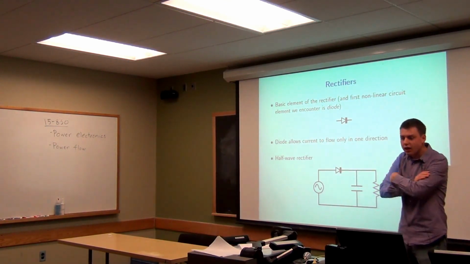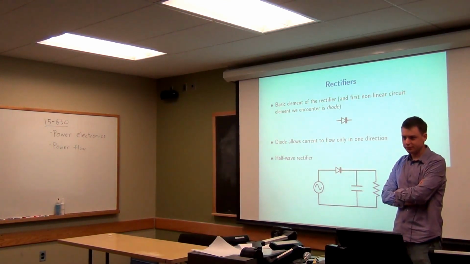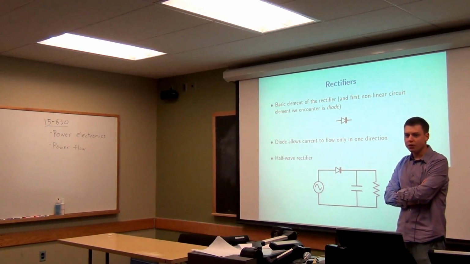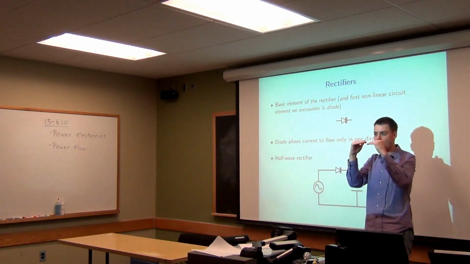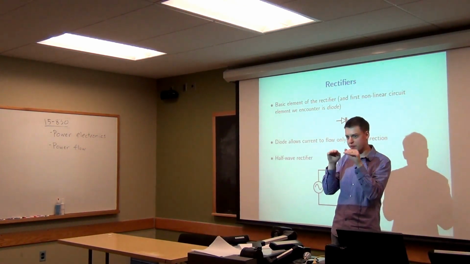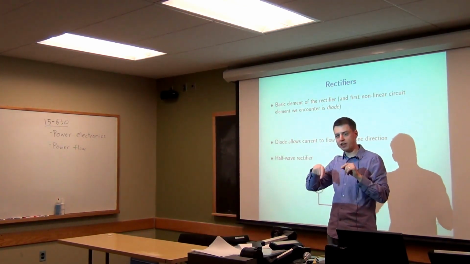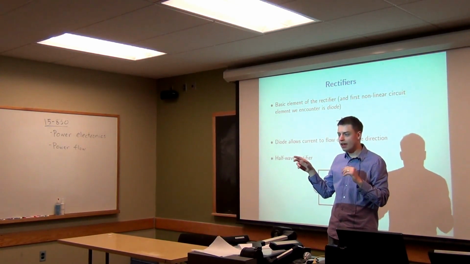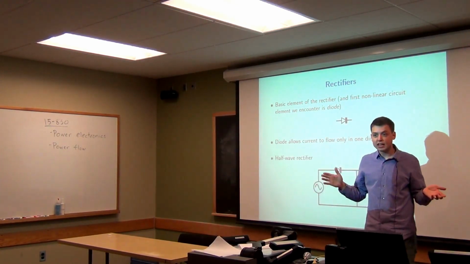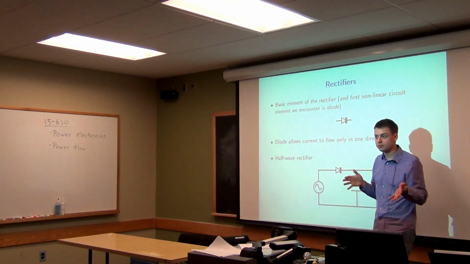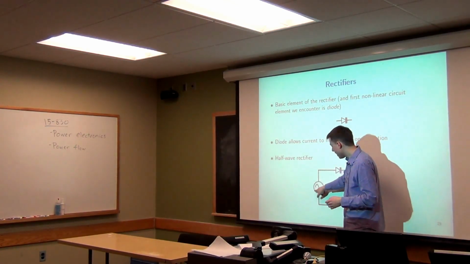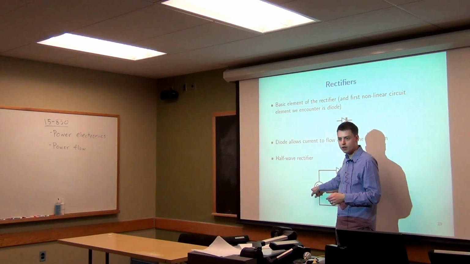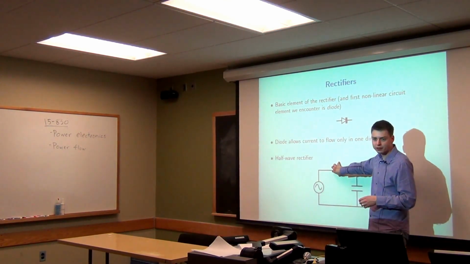So the idea of DC systems is that we want power to be always at some positive level. So we want voltage to always be at some positive level. We don't want it to oscillate back and forth. And the simplest way of doing that, actually, is just with a diode. So what we can do is take an AC voltage source and just put a diode on it.